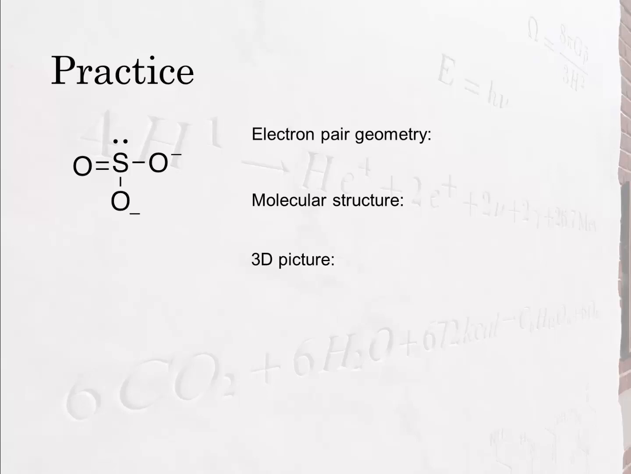The two pairs of electrons in the double bond can't be separated from one another because they're both connected to the same two atoms, so the double bond is only counted once. That means the electron pair geometry for sulfite is tetrahedral. There are 3 atoms attached to sulfur, so the molecular structure is trigonal pyramidal, and it's drawn like this using dashes and wedges.